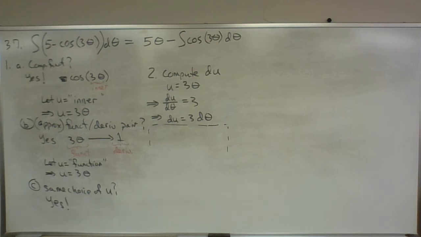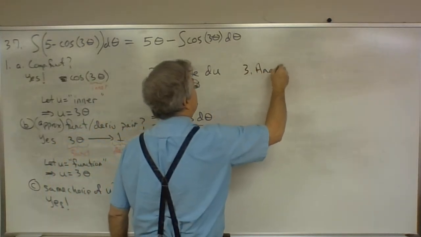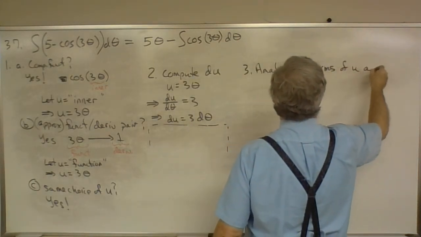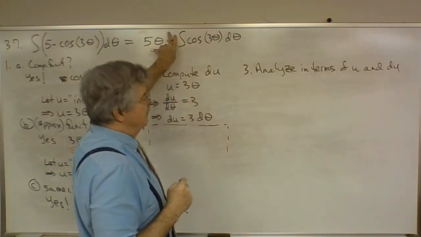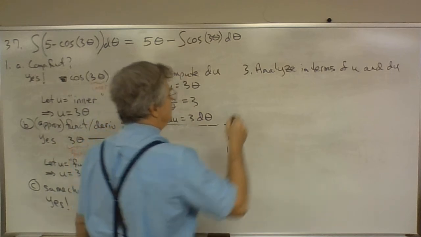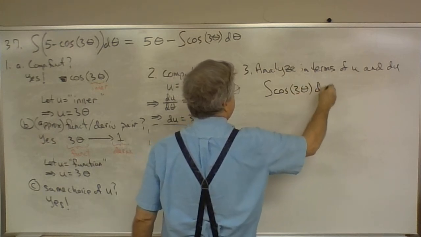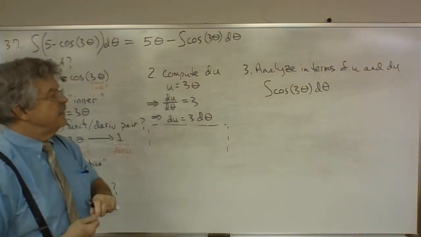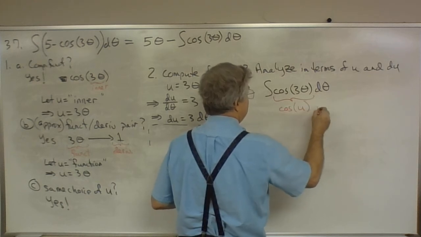Next, we're going to analyze in terms of u and du. And I'll forget about the negative sign here for now. I'll remember it's here later on. We'll just look at the antiderivative of cosine of 3 theta. Remember, u is 3 theta, so this is the cosine of u.